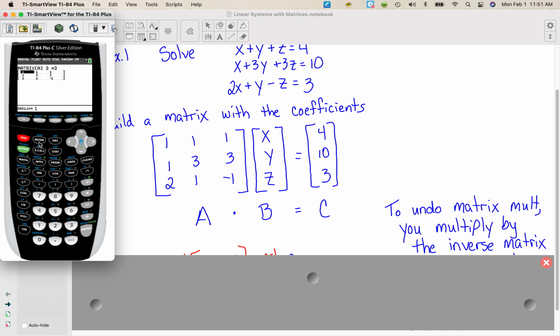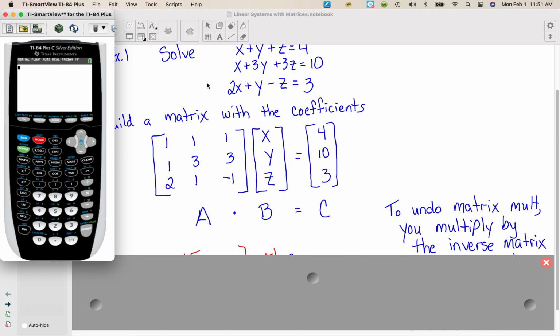So I'm going to quit that. Now I'm going to go back to my matrix. I don't need one for the x, y, z, but I am going to need one for the answers, and even though it's called matrix C, let's put it in matrix C. So if I go over to edit, and go down to matrix C, this is a 3 by 1, 3 rows, 1 column. And I have a 4, a 10, and a 3. Okay, so I'm going to quit.